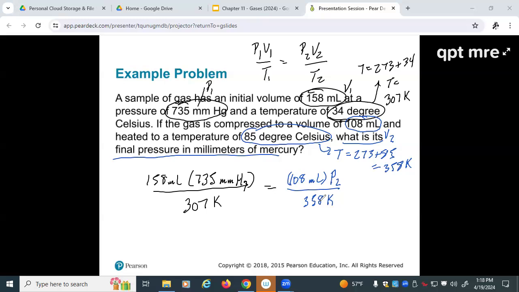And so in both cases, the gas laws individually are telling us that the pressure should go up. So I should expect an increase from the 735 when I calculate P2. If I don't get an increase, that's a sign that I might have done something wrong.